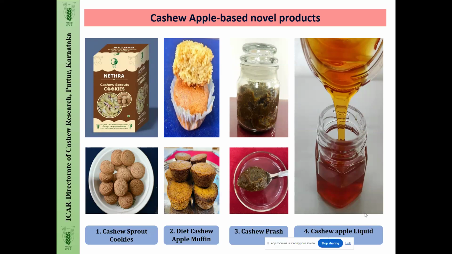Cashew brush, we have heard of chavan brush, mainly prepared out of amla, which is also a source of vitamin C, but the vitamin C content of cashew apple is more than that, and it can also be utilized in the preparation of cashew brush. So that has been standardized. Another one is the cashew apple liquid jaggery that we have standardized from our institute. These are the novel products out of cashew waste, we can say.